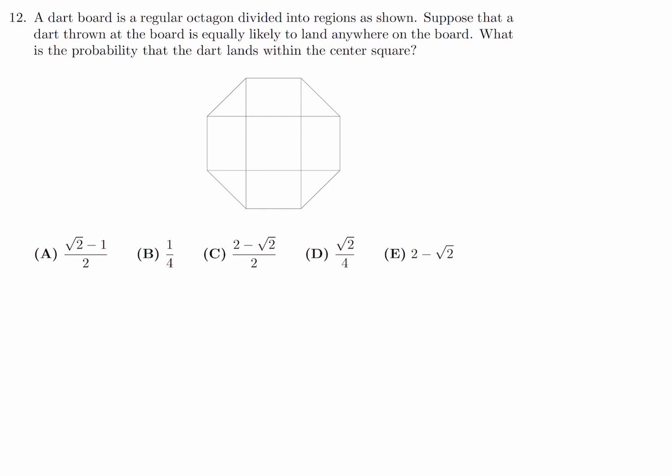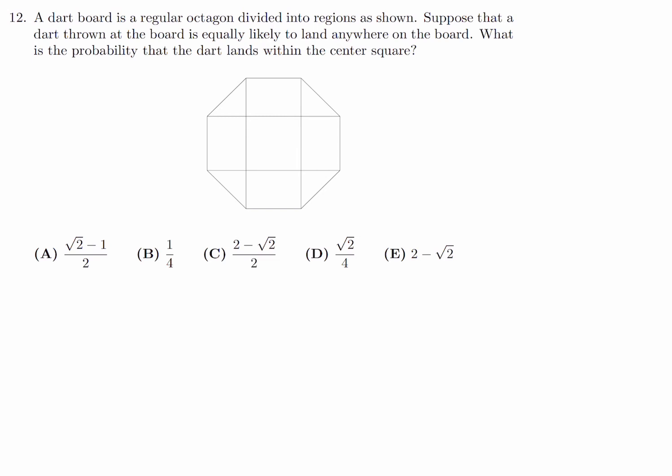A dartboard is a regular octagon divided into regions as shown. Suppose that a dart thrown at the board is equally likely to land anywhere on the board. What is the probability that the dart lands within the center square? All right, I think that diagram is sufficient. We don't need to draw any other.